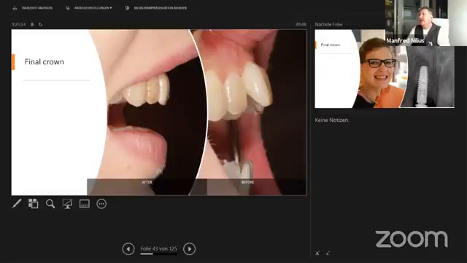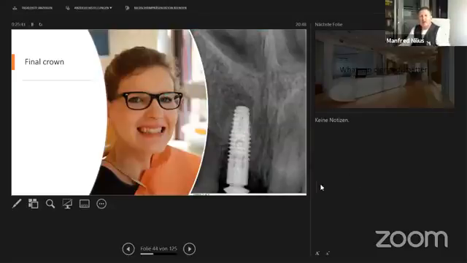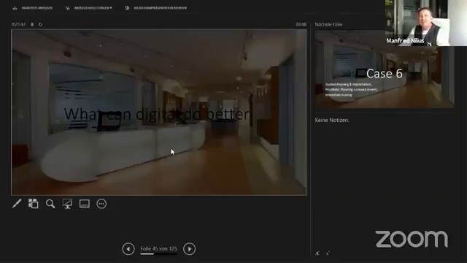But the patient didn't want to have any orthodontic treatment before, so we decided to insert a crown in a better condition and lip supported position. She was fine. The final crown was okay.